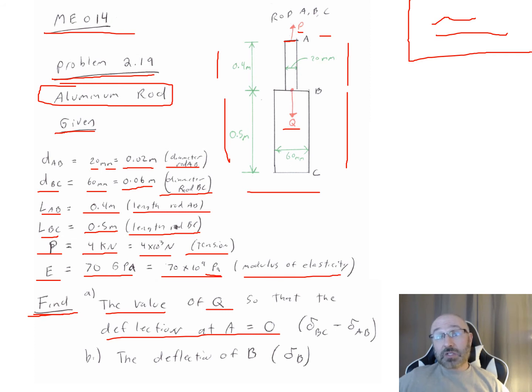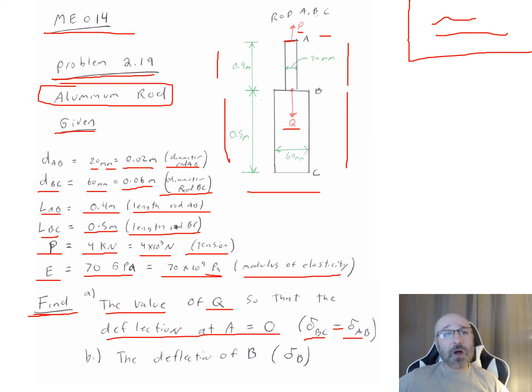So in that case, if we say the deflection at BC minus the deflection at AB is equal to 0, then the deflection at BC must be equal to the deflection of AB in order for point A to not move. That's something we really do need to think about within the problem. I'll get into a little bit more detail of this as we start our solution.